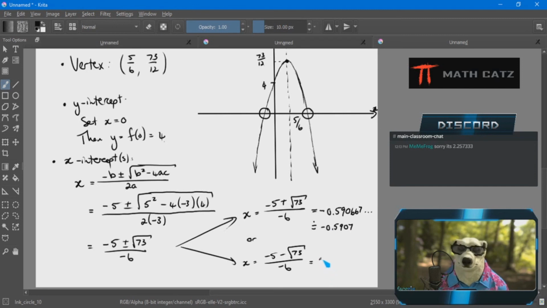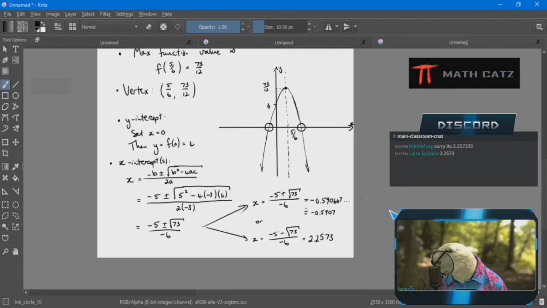All right. Well, now I need confirmation from someone else. He says 2.2573. Can anyone confirm his answer? Okay, good. Good. So, zooming out.